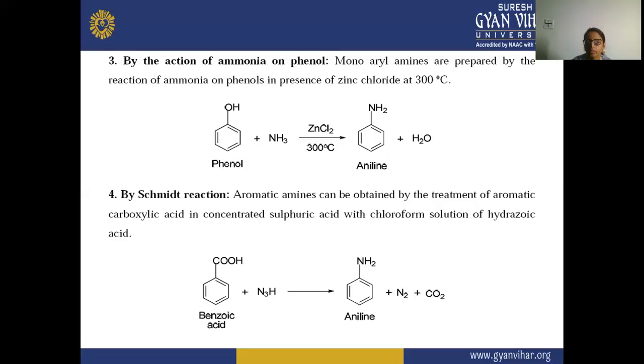Next is by the action of ammonia on phenol. So the ammonia is reacting with the phenol in the presence of a chloride at 300 degrees centigrade, and there is a formation of aniline. By the Schmidt reaction, the aromatic amines can be obtained by the treatment of aromatic carboxylic acid in concentrated sulfuric acid with a chloroform solution of hydrazoic acid. So from the benzoic acid, the aniline is formed.